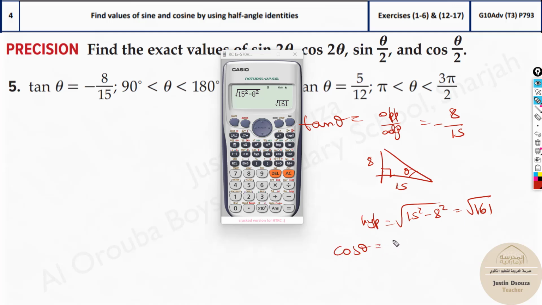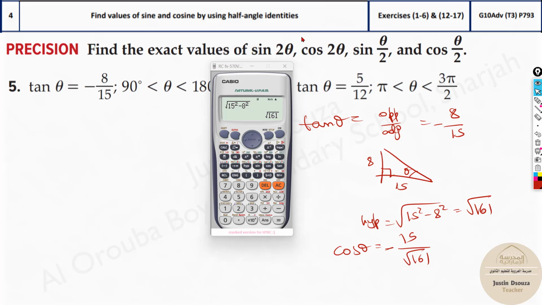Now we can easily find out what cos is, right? Cos theta is adjacent by hypotenuse, that is square root of 161. The adjacent side was 15, divided by square root 161. Now when you're using cosine, please remember it's minus. Why? Because in the second quadrant cosine is negative, but sine is positive. Now from this cos theta, we find the half angle identities sine and cos.